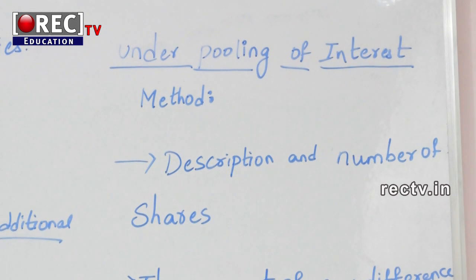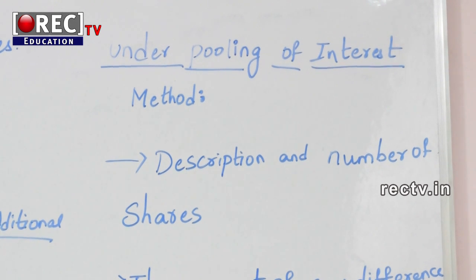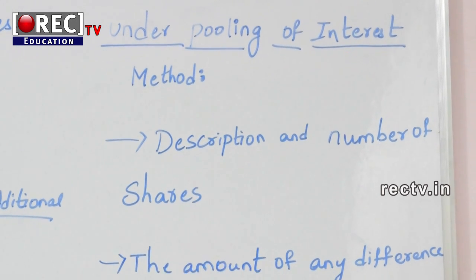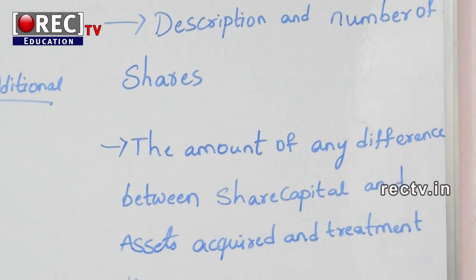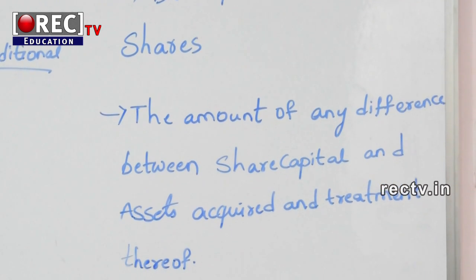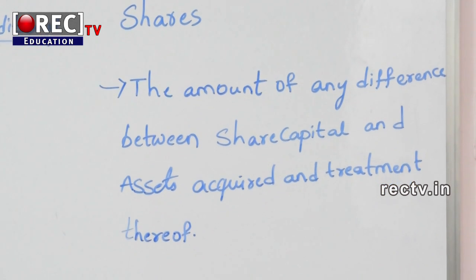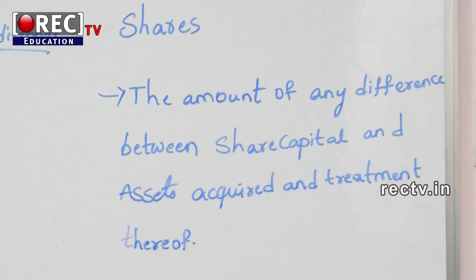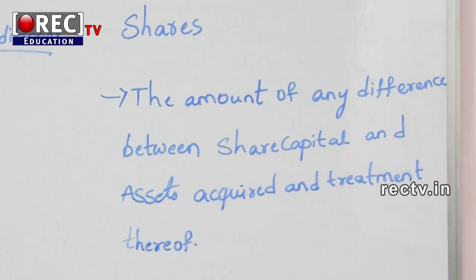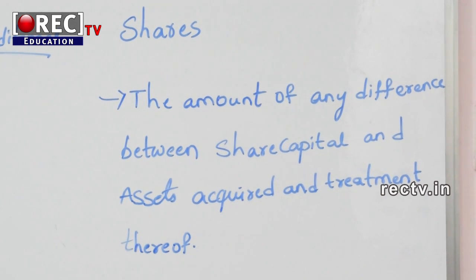If the amalgamation is accounted under the pooling of interest method, these are the additional disclosures which have to be disclosed. First, we have to give the description and the number of shares we are issuing to the owners of the selling company. And this additional point the purchasing company also has to disclose in its first financial statement. That is, if there is any amount of difference between share capital and assets acquired, that is to be disclosed, and how we are treating that difference is also to be disclosed additionally in the first financial statements of the purchasing company.